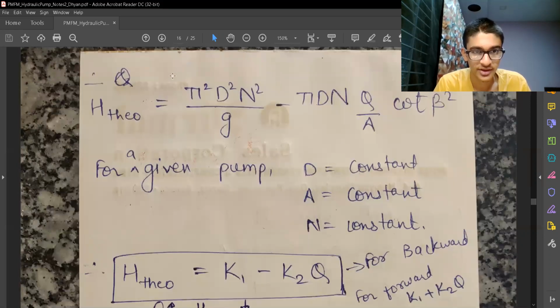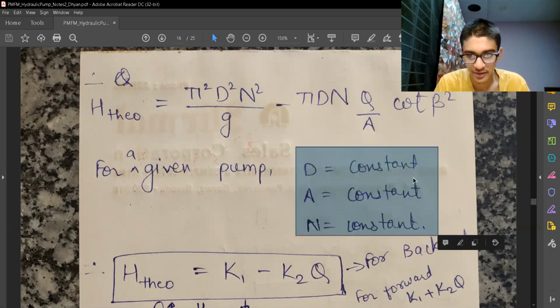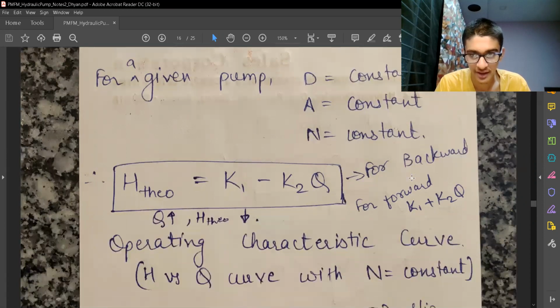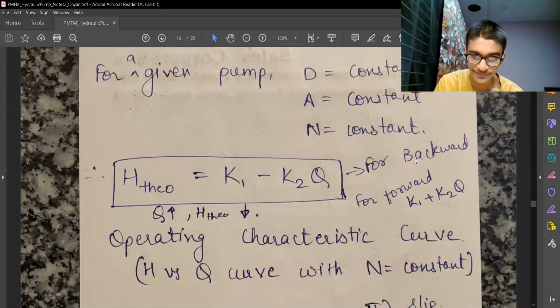So that's all. We have just written pi D N instead of U. So for a given pump, diameter is going to be constant. Area is constant because diameter is constant. N is already constant because of the electric power we are getting. That frequency is constant. It is 60 hertz for us. So theoretical head, we can write as some constant K1 minus K2 into Q.